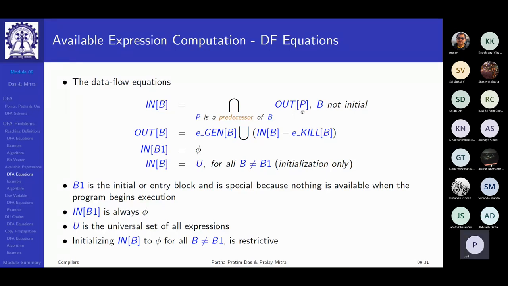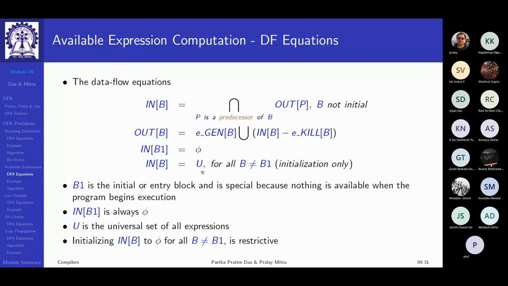Now, this will be done if B is not an initial block, right? Because otherwise it does not have anything to proceed. And obviously, no matter what the program is, in B1, where B1 is the initial or entry block, it will always be null. So no expression has been computed till that time. So it will always be null.